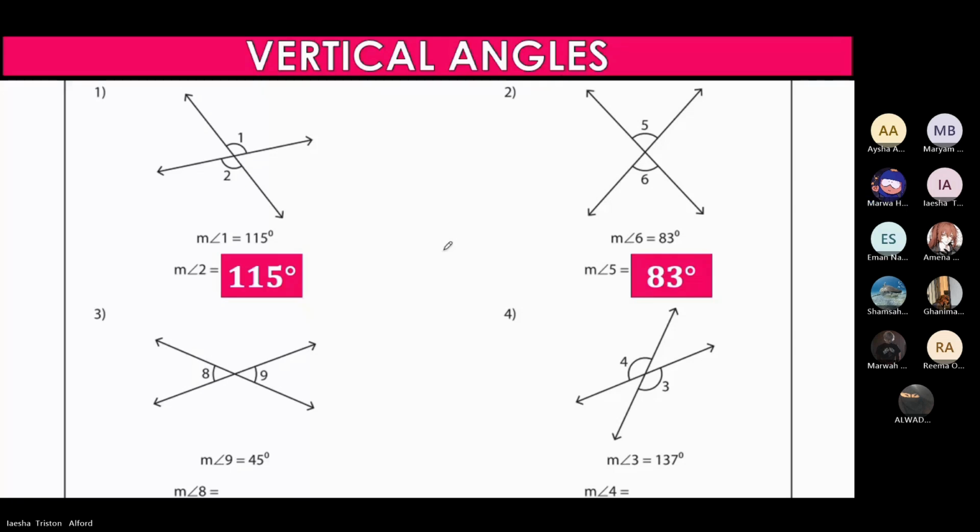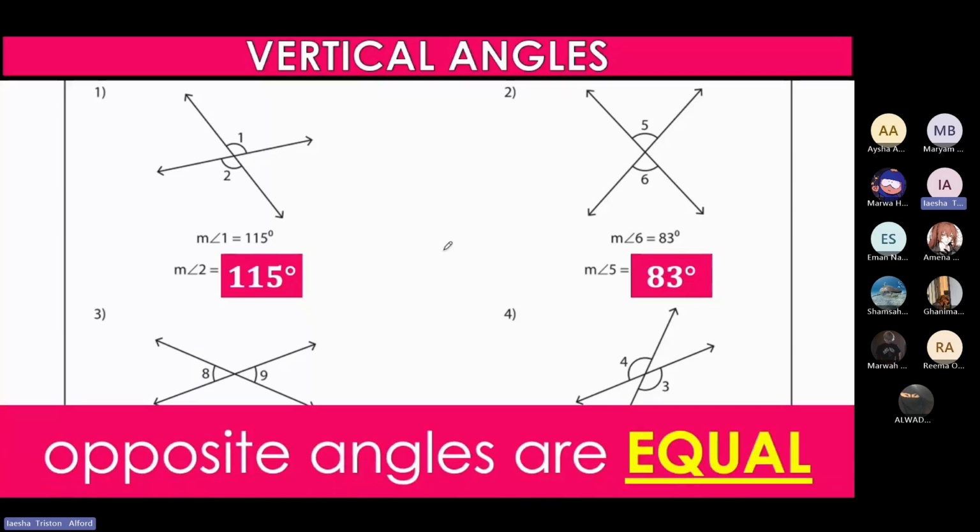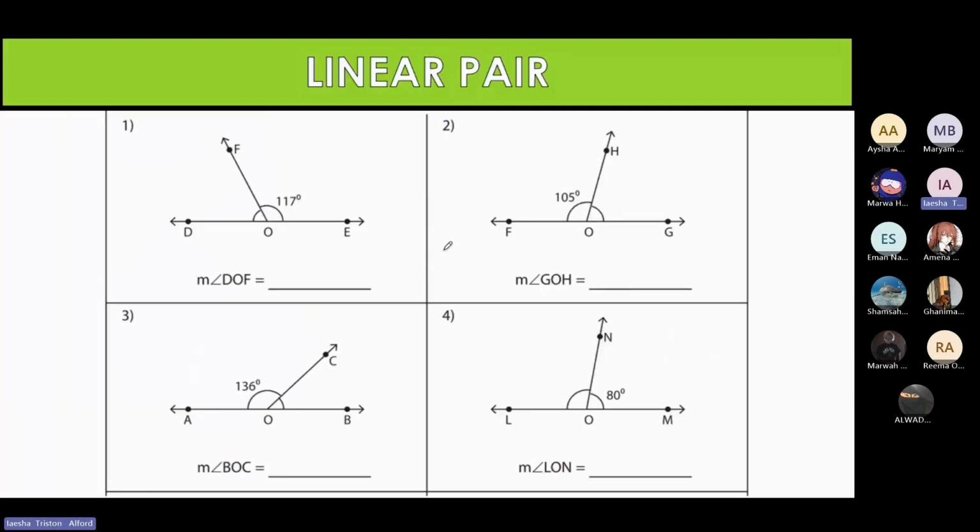45 degrees. Fine. Number 4, the measure of angle 3 is 137 degrees. What is the measure of angle 4? 137. Done. This is the part you love. I know the numbers is what you prefer. So I'm glad everybody's back participating. The thing here to remember is that vertical angles, opposite angles are equal. Fine. Second vocab, linear pair.